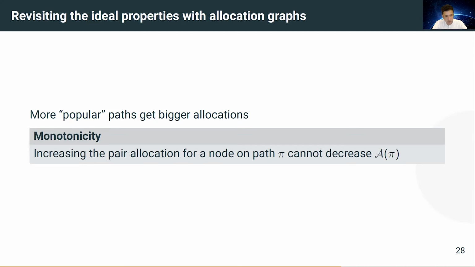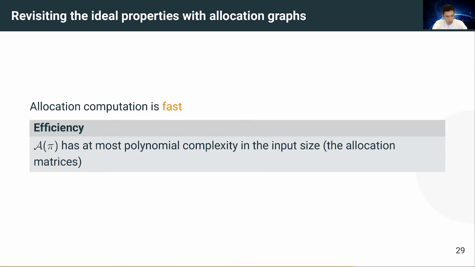We further want popular paths to get bigger allocation. And this is, again, a very practically motivated requirement. We express this by the monotonicity property, which says that increasing the pair allocation for a node on a path pi cannot decrease the overall allocation. And finally, we want allocation computation to be fast, and this is expressed by the efficiency property, which says that the algorithm must have at most polynomial complexity in the input size, which is the sequence of allocation matrices by the locality property.